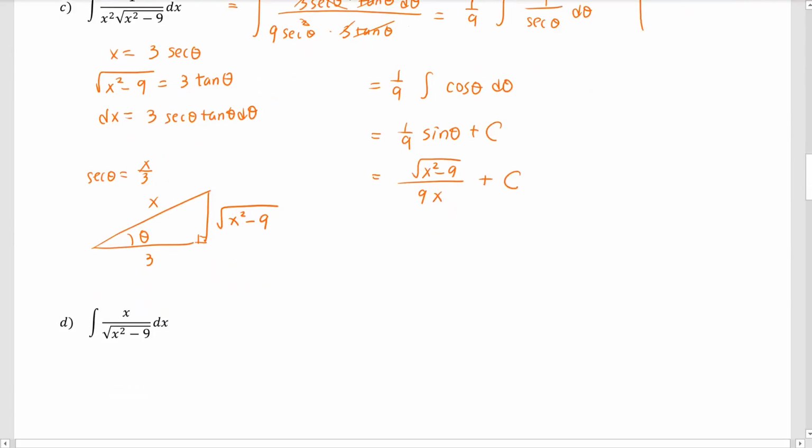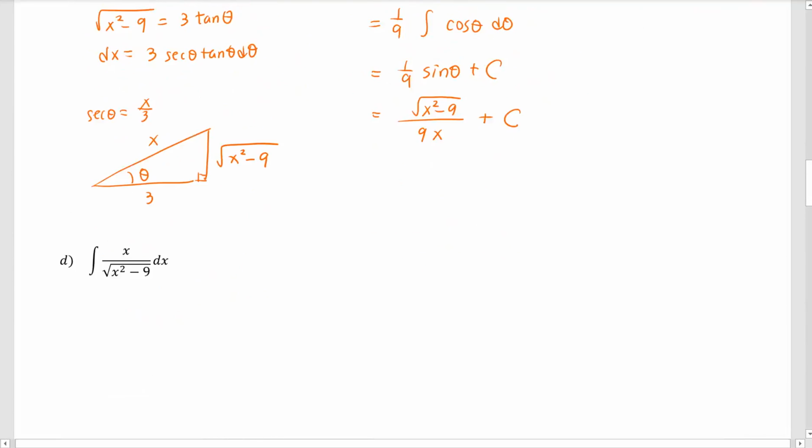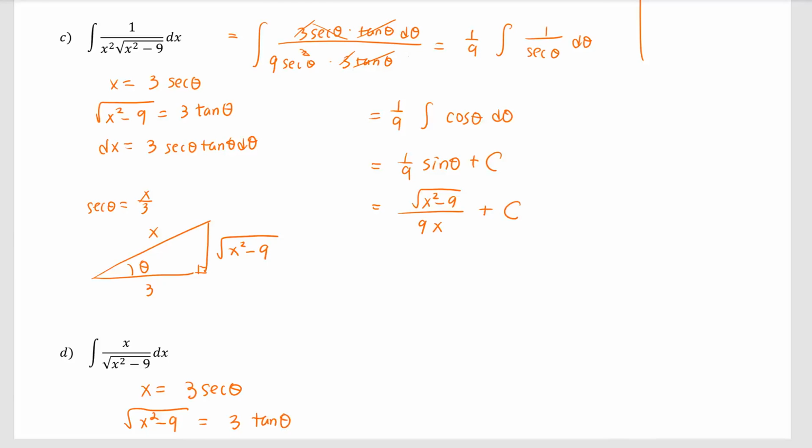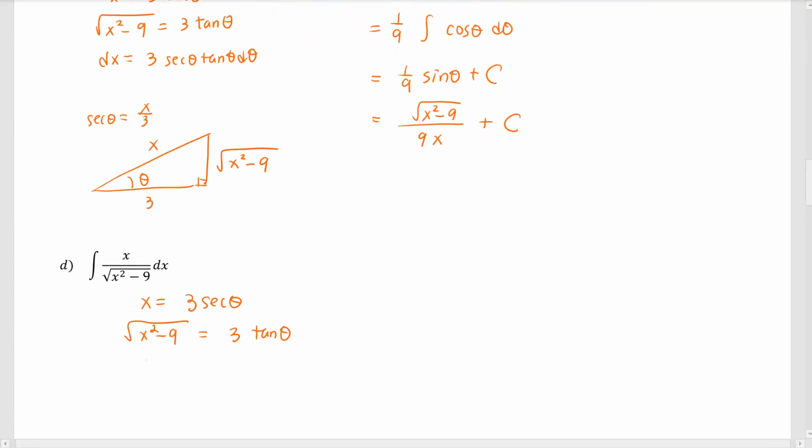Okay, let's continue. Do you see this one? Our setup is the same, right? Because we still have the square root of x squared minus 9. So let me just copy down here really quick. x squared minus 9. Who's the couple? 3 tangent. By the way, some of you might want to prove this is 3 tangent. You don't need to, because we already went over it in class. You can directly say this square root term is 3 tangent. Okay? And then dx is 3 secant tangent d theta.